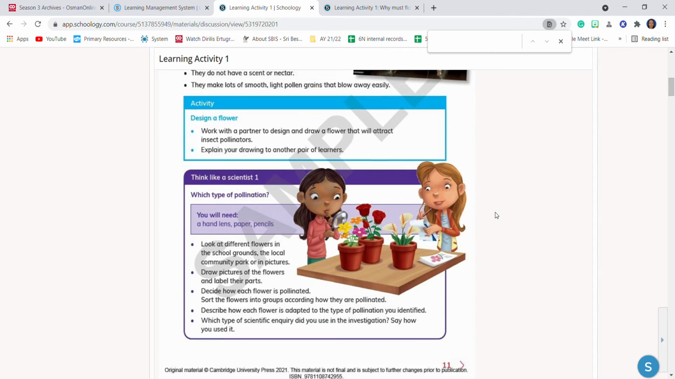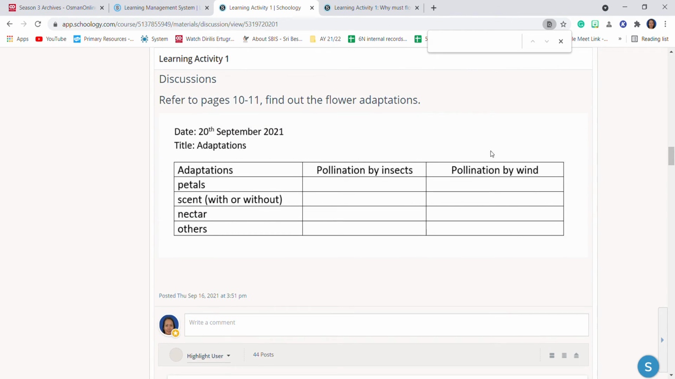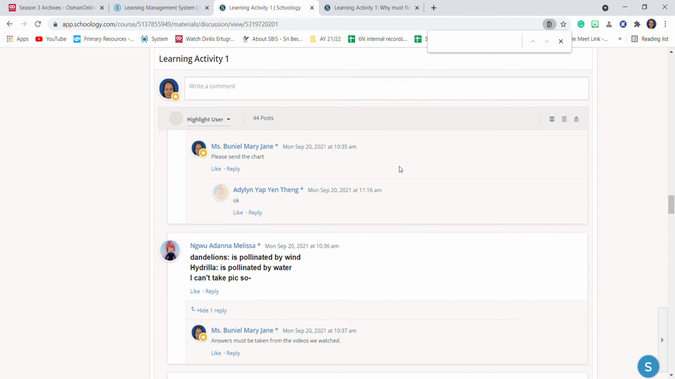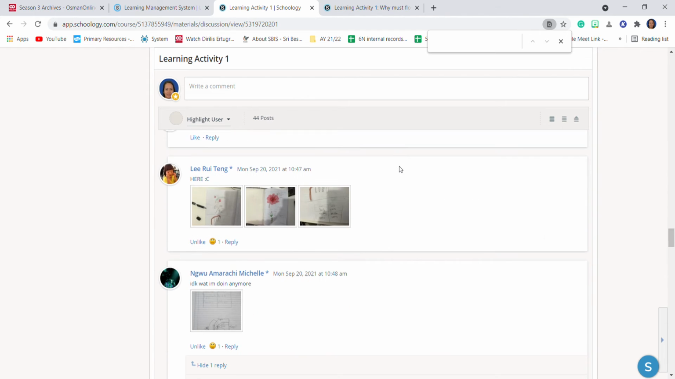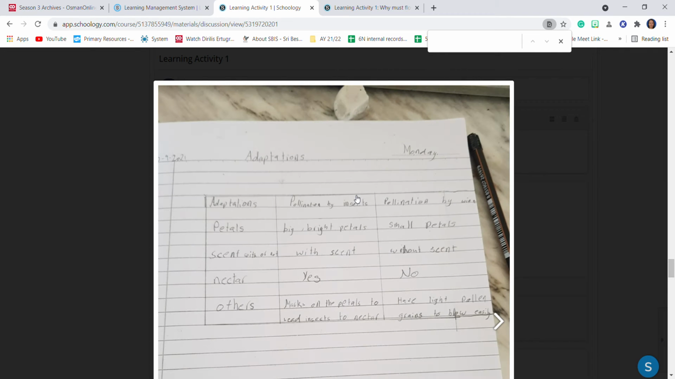So in order to process the information, I asked you to outline the information in a chart, by outlining the different adaptations of flowering plants in terms of petals, scent, nectar, and others. All this information can be completed if you have read pages 10 to 11. So I would like to give you an example of what Zimal did in this activity. She outlined the information and put it in a chart.